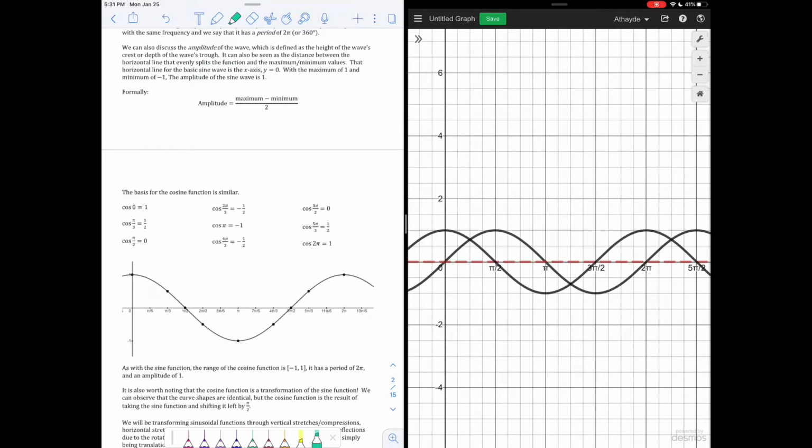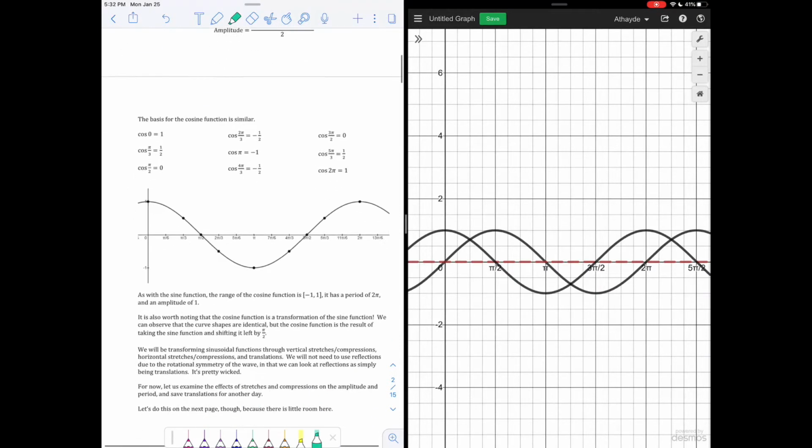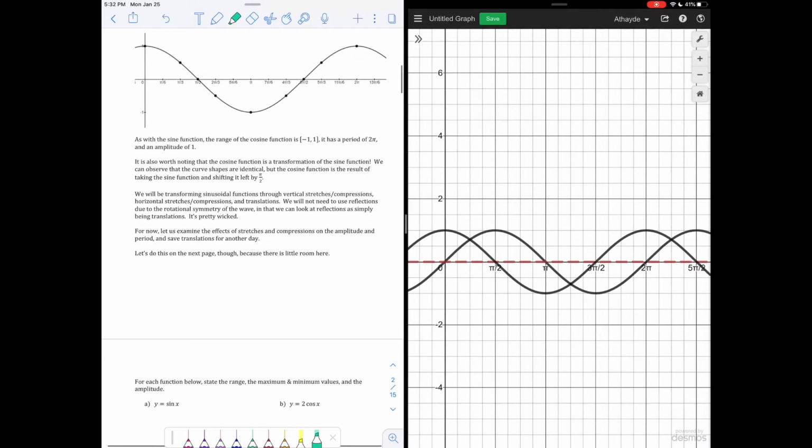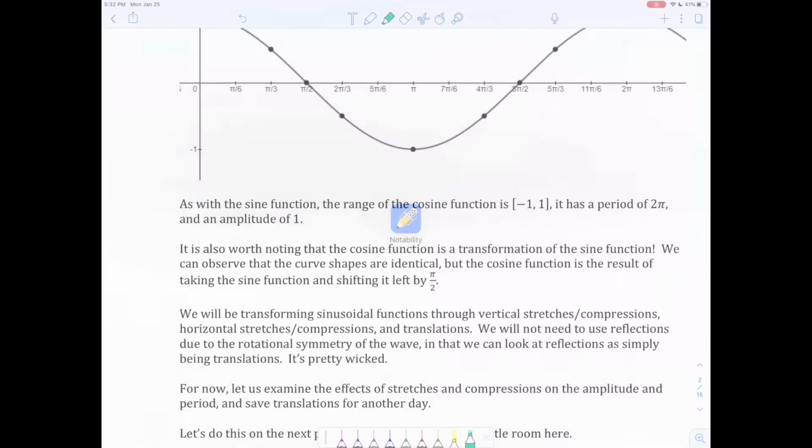We're going to be transforming these functions in all sorts of ways, as we've been doing throughout this year with other functions. So we're going to be stretching it vertically, horizontally, or compressing it. We're going to be shifting it up, down, left, right. You could say that we're also reflecting things, but when you reflect it, that can also be done through just shifting the graph left or right a little bit. So we won't really focus on reflections so much. They're not quite as relevant for sinusoidal functions. Right now, we're just going to look at the effects of stretches and compressions on the amplitude and the period.